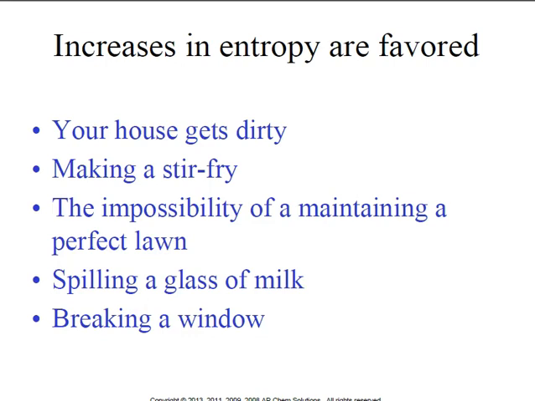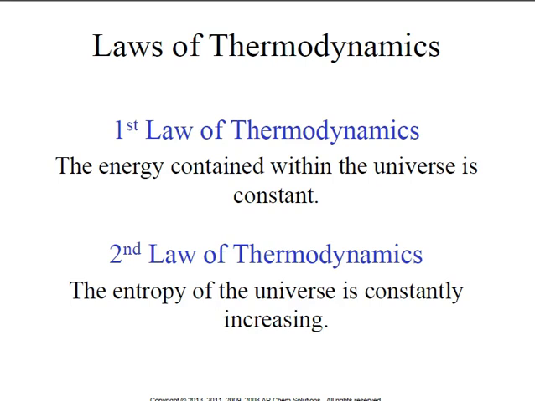Alright, moving on, we have two laws of thermodynamics. One is that the energy within the universe is constant, and we had talked about this previously. If something is increasing in heat, the heat had to come from somewhere. And if something decreases in energy, then that energy has to go somewhere. So energy is just constantly moving.